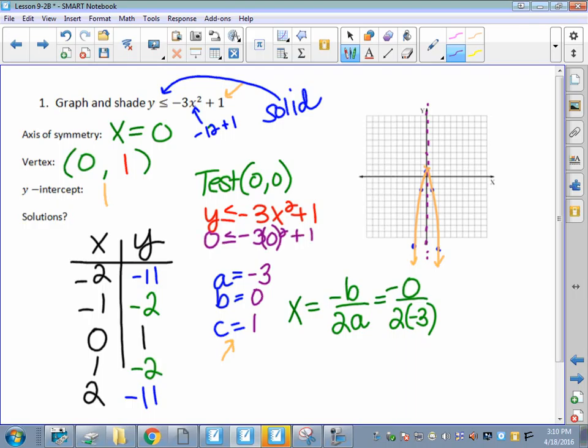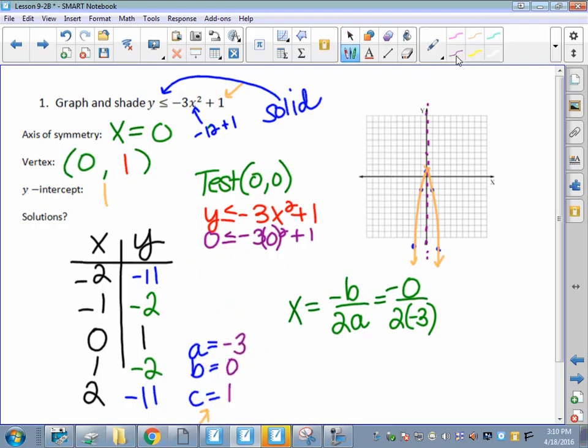so 0 is less than or equal to 0 plus 1. 0 is less than or equal to 1, true or false? That's true, right? 0 is less than 1. It's not equal to, but it's an or. So this is a true statement. So that means I want to shade where 0, 0 is because I got a true. So I want 0, 0 to be shaded. So I'm going to shade inside this skinny parabola.